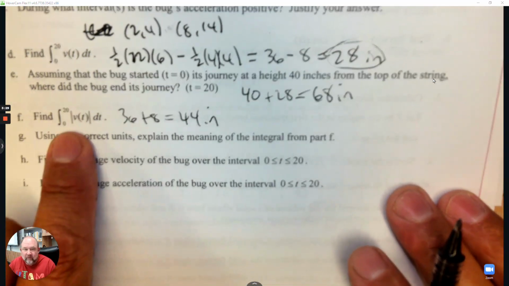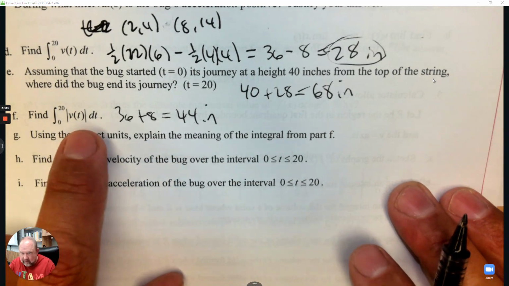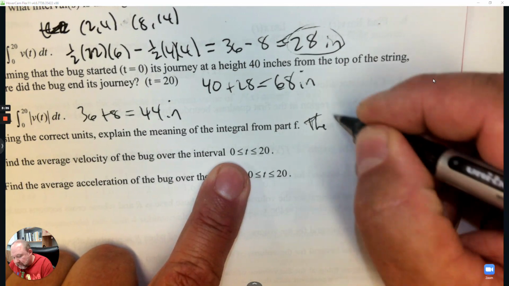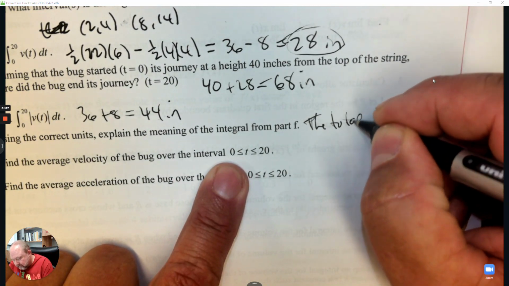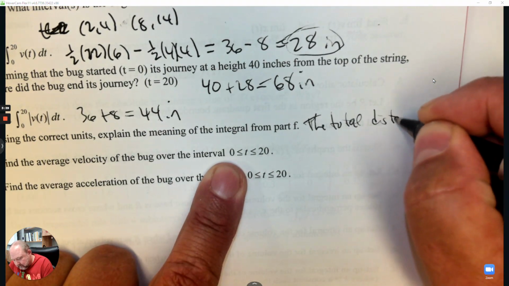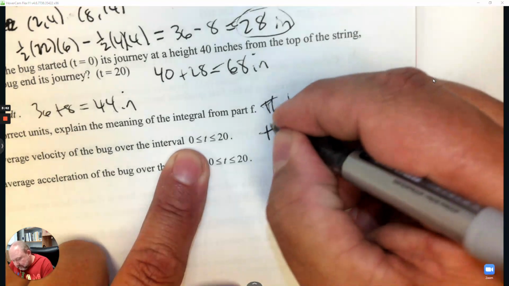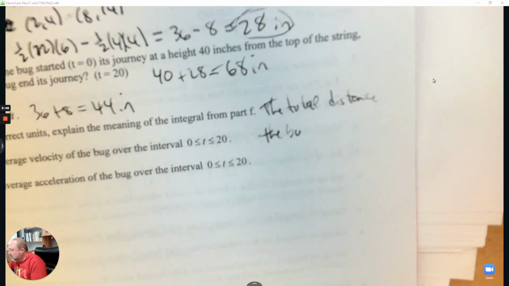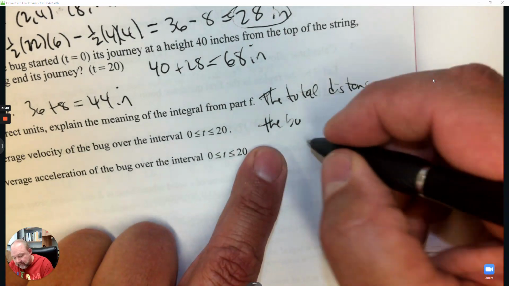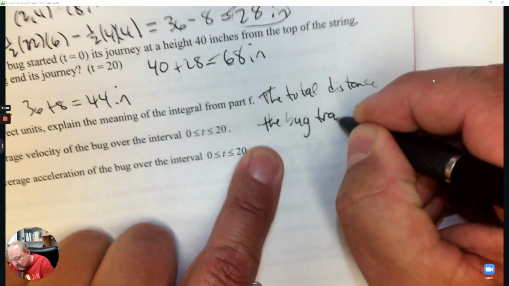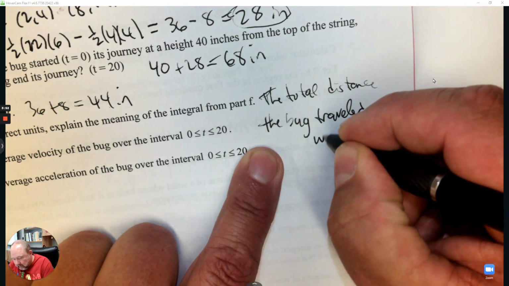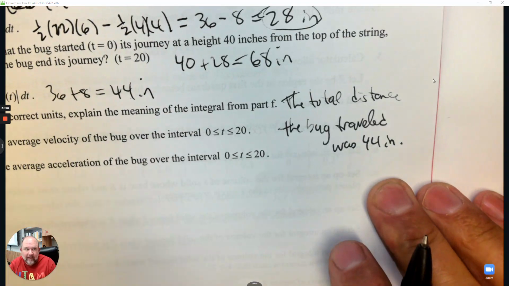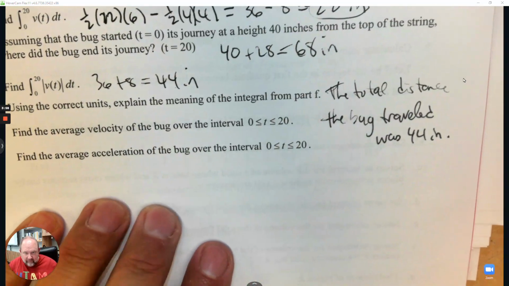Using correct units, explain the meaning of the integral from part F. So the total distance, that's what it means. The total distance the bug traveled, and I'm losing juice on this pen. Let's try this one. The total distance the bug traveled, looks a little better, was 44 inches. That's up and down, counting all of the distance as a positive value.